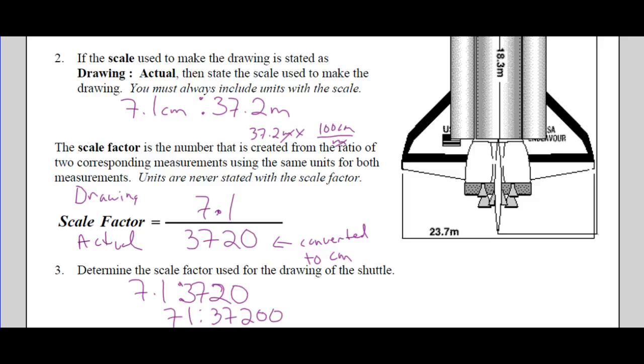And it says 71 units on the diagram, in which case we'll probably be using millimeters, would translate to 37,200 units on the actual. So if I'm using millimeters, then I can use millimeters. If I'm using centimeters, same deal. Depending on how big the drawing is, it might make sense to measure in millimeters or in centimeters.